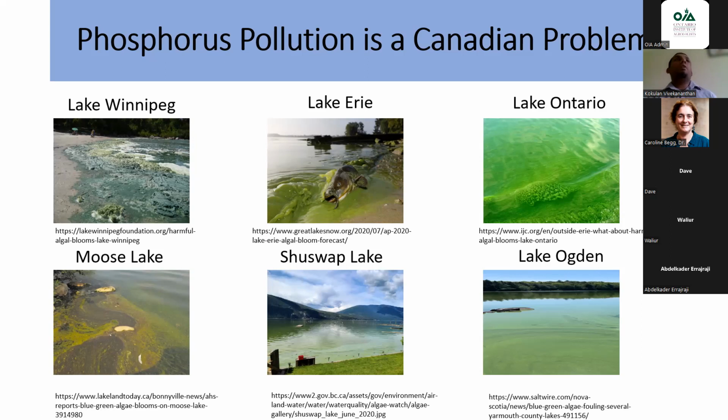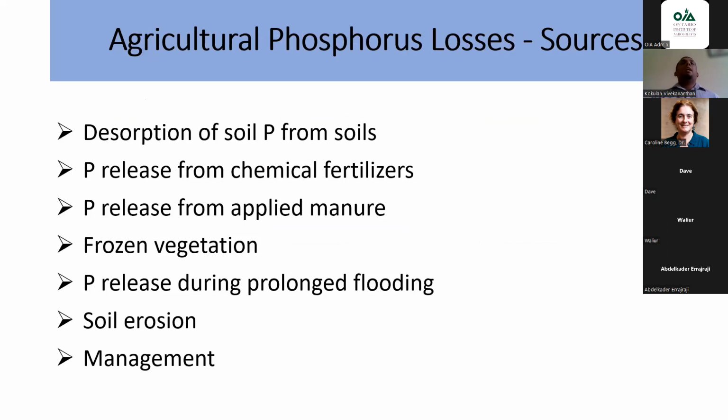So this creates a dilemma. On the one hand, we need phosphorus for optimal crop production. At the same time, we do not want to pollute our water bodies. So this leads to sustainable phosphorus management. To better understand how to sustainably manage phosphorus, we need to know about its sources, the transport pathways, and potential mitigation strategies that are available for us. So let's start with the sources. So what are the sources that could yield phosphorus into the running water?